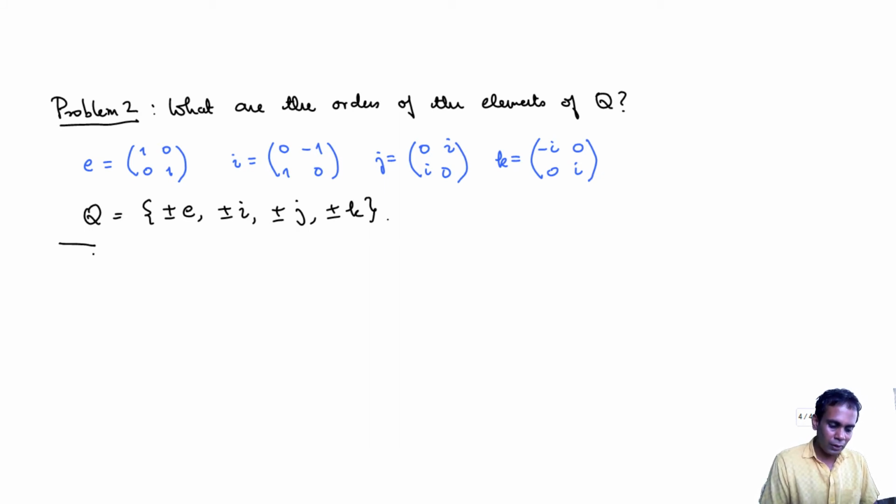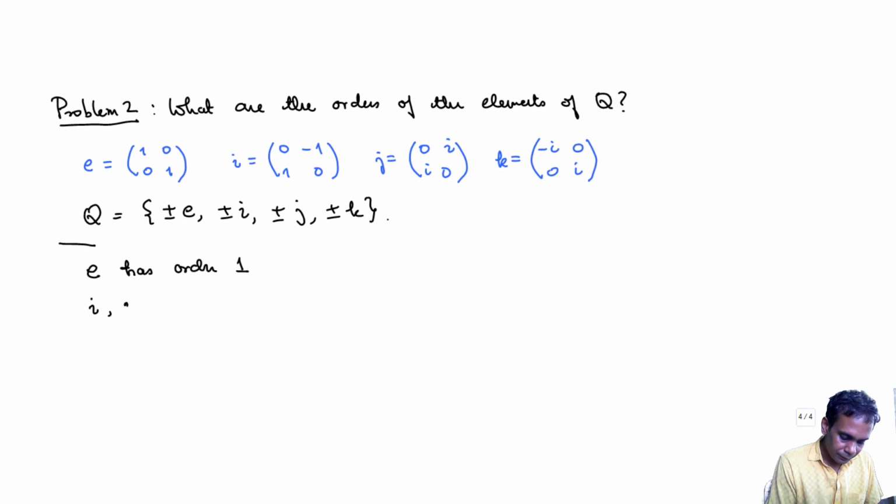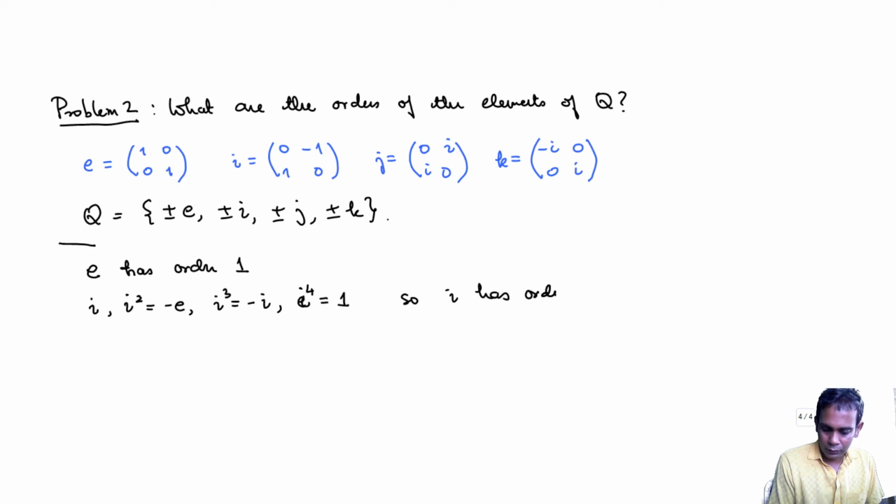Okay, so we need to figure out the orders of the elements of Q. There are 8 elements. Let's just figure it out. So what about the element e? Well, e is itself the identity, so the order is 1. Okay, now let's look at the element i. Then i squared is minus e, i cubed is minus i, i to the 4 is 1. So i has order 4.